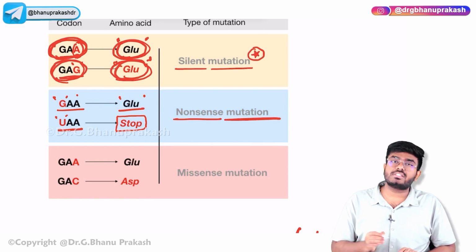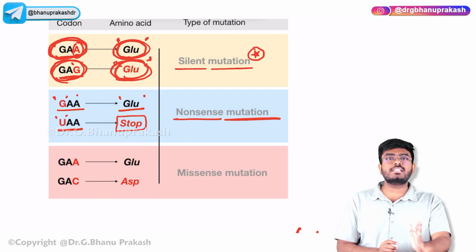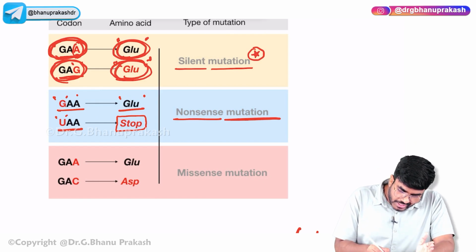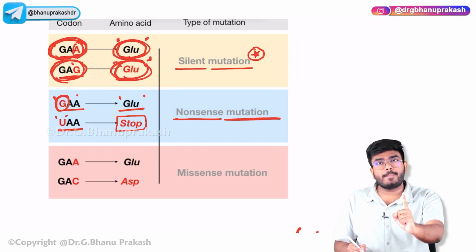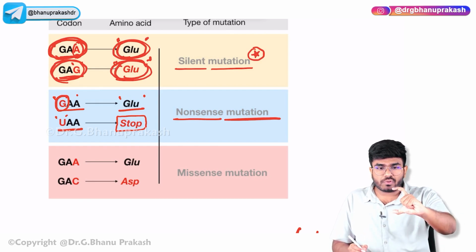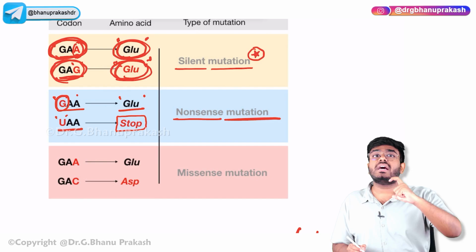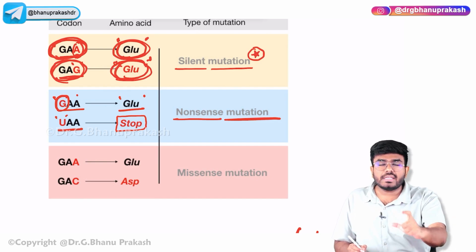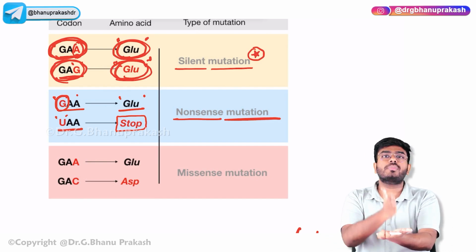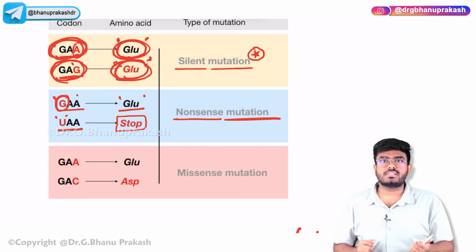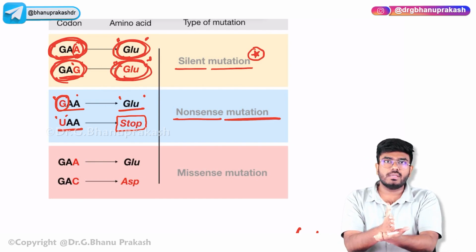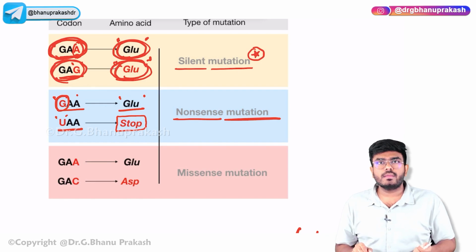So, what exactly is nonsense? Nonsense means it's a stop. So, a point mutation happened. Because of this point mutation, one nucleotide is replaced with another nucleotide. That nucleotide is giving the signal to stop the protein synthesis. Nonsense, stop it. So, protein synthesis stops. So, there is an effect.